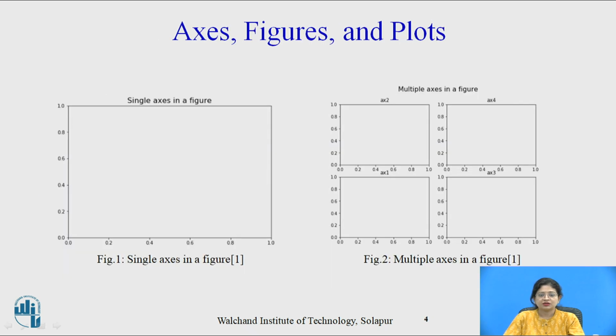So, look here, there are two diagrams. The first shows a single axis in a figure. So, there is only a single axis in this figure. This is a grid area where we can draw our plots. Now, this is a multiple axis figure. There are a total of 4 subplots shown: 1, 2, 3 and 4.